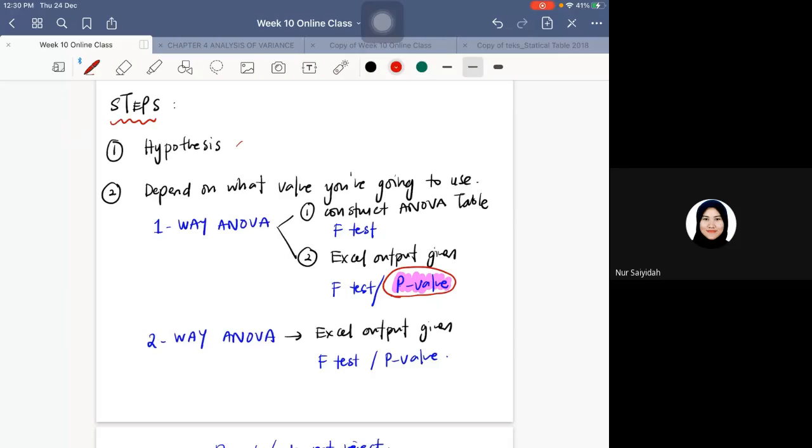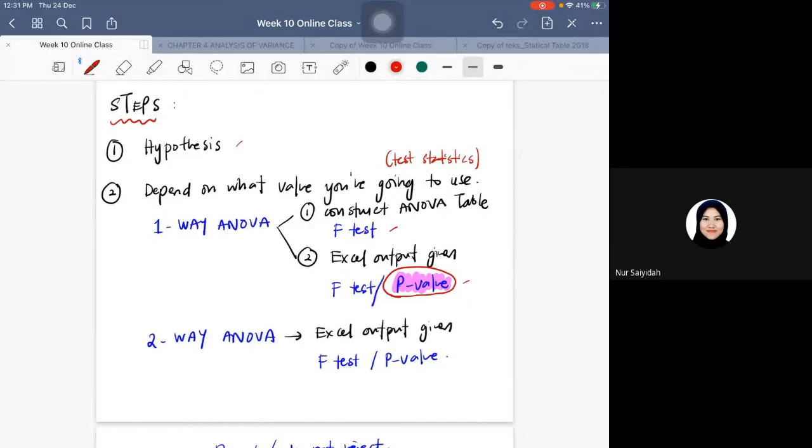Okay, so that will be step number 1, hypothesis. Step number 2 is you're going to find the test statistic. But there are 2 ways of actually doing that. Remember, if you have seen my previous note in chapter 3, you can use the test statistic, the p-value, or the confidence interval. But for the case of ANOVA, you can either use the test statistic, which is the f-test, or you can use the p-value. It depends on what the question asks. Usually the question is going to state whether you have to use the f-test or the p-value. If the question doesn't state, then it's up to you.